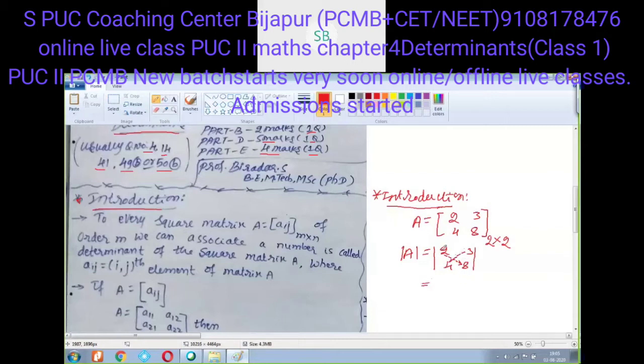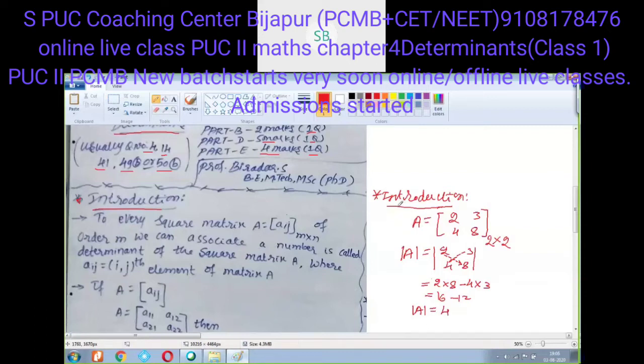Then it will be 2 into 8, minus 4 into 3. 4 into 3, what will it be? 16 minus 12 it is, so it is going to come out as 4. That is the determinant of A. So determinant is nothing but the number associated with a square matrix only. That is the most important. So the determinant value is defined only for a square matrix.